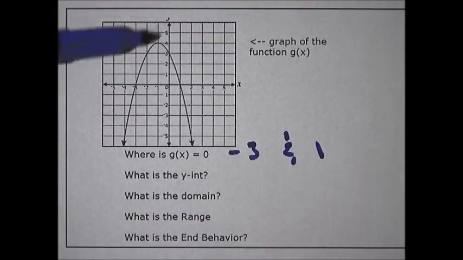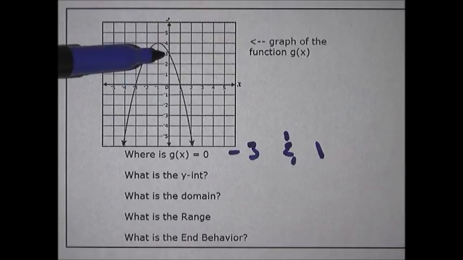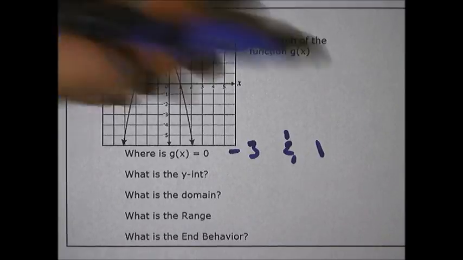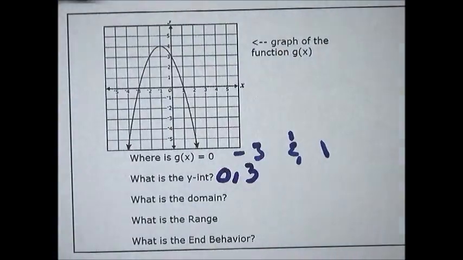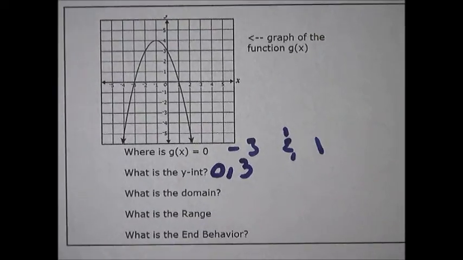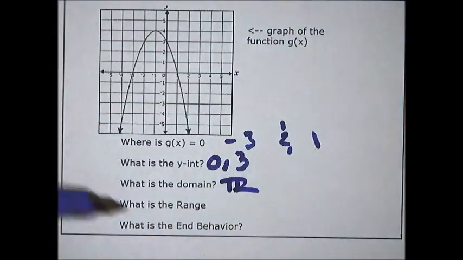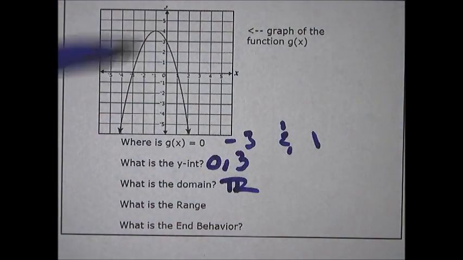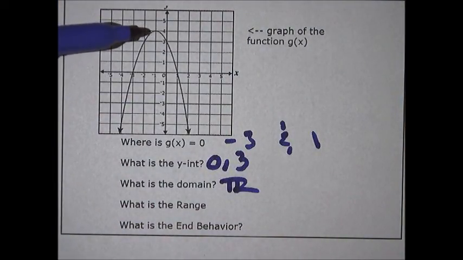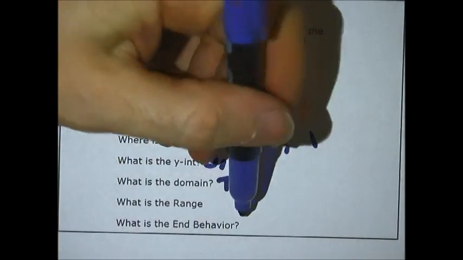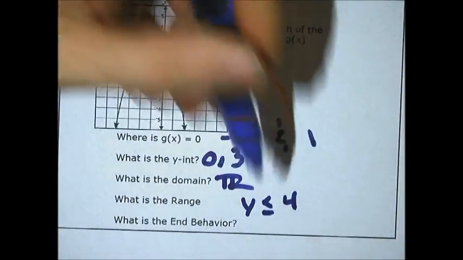What's the y-intercept? The y-intercept is where it crosses the y-axis. That happens at an ordered pair of 0 comma 3. What is the domain? Domain is your x values. It's a parabola, all real numbers. What is the range? Range are your y values. Its highest value is at 4 and going down. So y is less than or equal to 4.